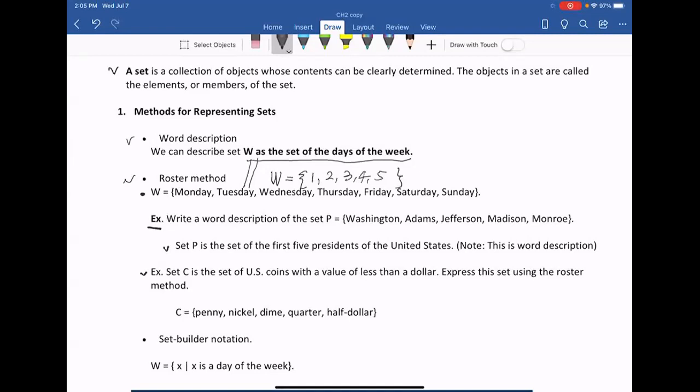Next example: set C is the set of US coins with a value of less than $1. Express the set using the roster method. We must list all the coins with a value of less than $1. So C uses braces. We list penny, nickel, dime, quarter, half dollar. We list all the coins in the set.